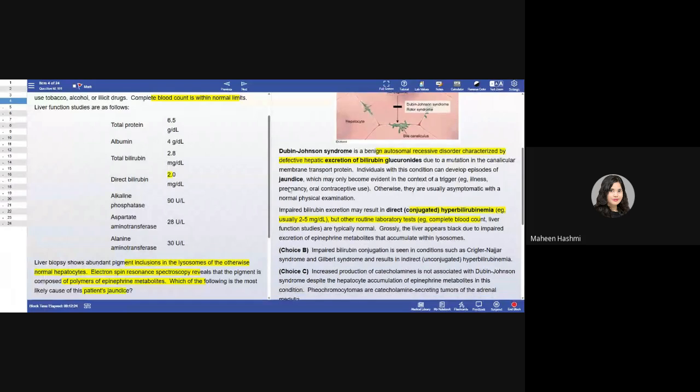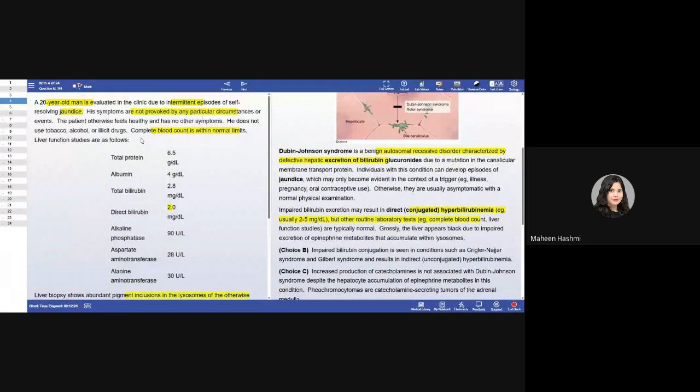What if the clinical picture was of a girl who used to take a lot of stress and had self-resolving episodes of jaundice? Then what? Is it Gilbert, the milder one? Wilson? Not Wilson.